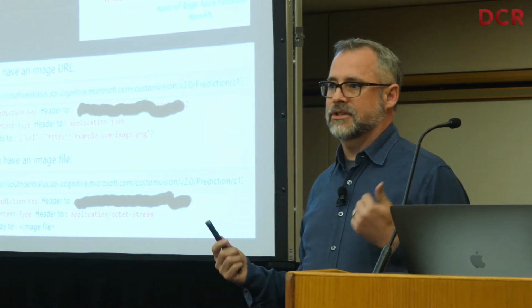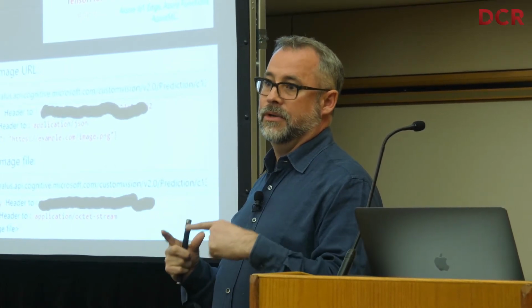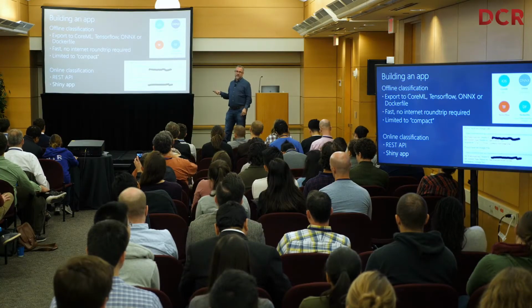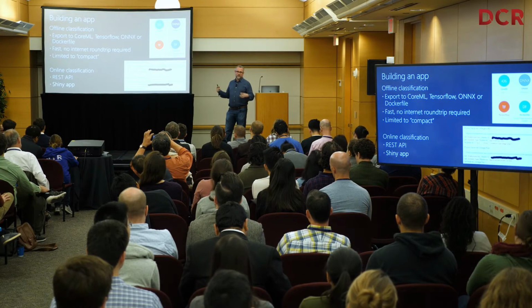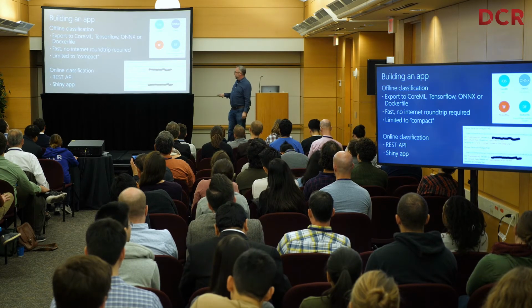You don't need any internet connection to make it work, but you are limited in the size of the underlying neural network that you use, just for performance reasons on these small devices. And so there's something called the compact model in Custom Vision, which is a very small general model, but works pretty well for these offline applications. Or you can do it online.